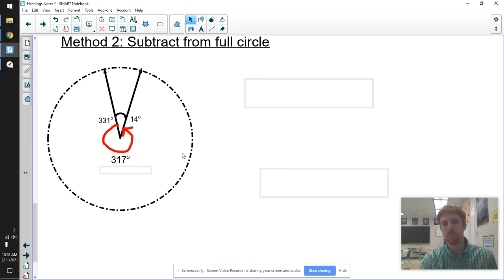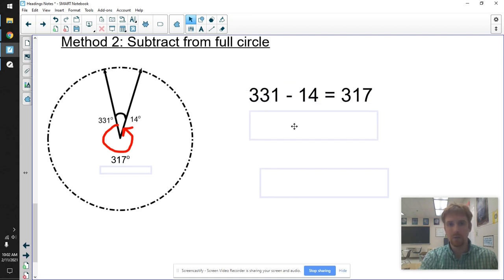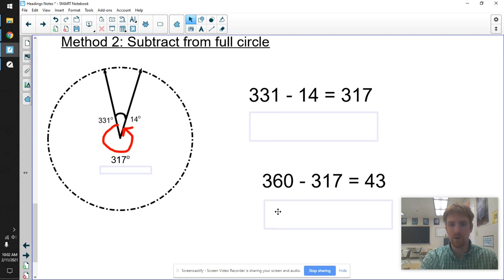You've done that in geometry, so it shouldn't be groundbreaking. Once I know that, this whole piece is 317, and I know the whole circle is 360, I can just subtract the two. Oh, whoops, wrong thing. Well, that's how I got 317. I took 331 minus 14 degrees. But once I know that, I know the full circle is 360, and I know this is 317. So whatever's left, if I subtract, it's what's left in there. So I subtract those two and I get 43 degrees. Same answer, just a different way to get there.